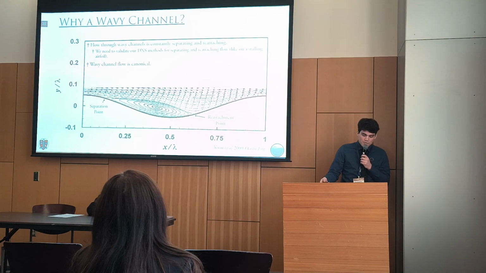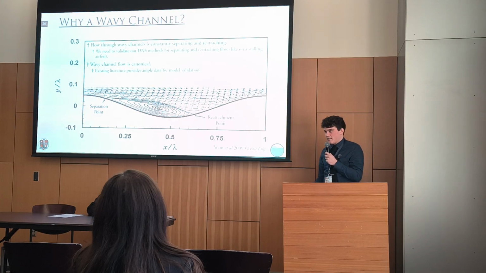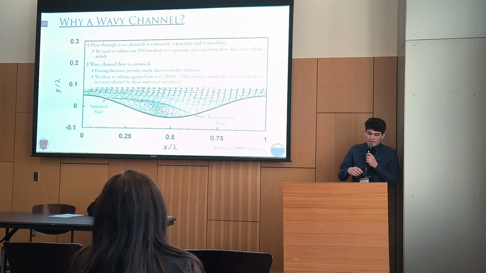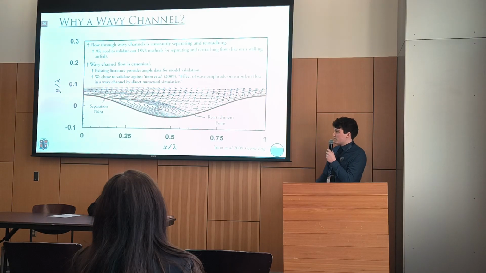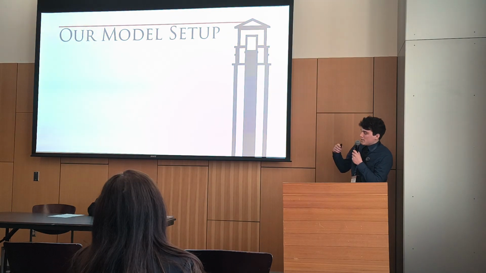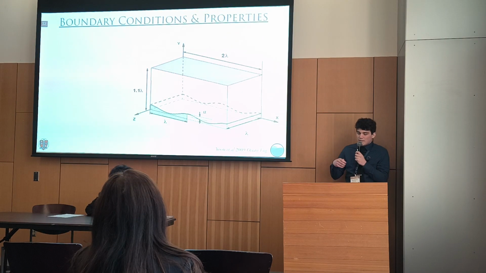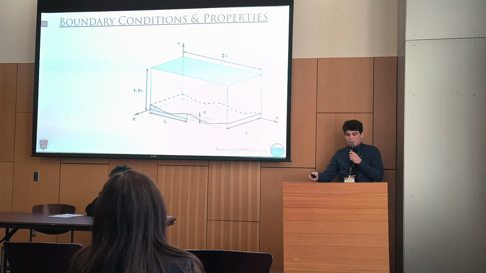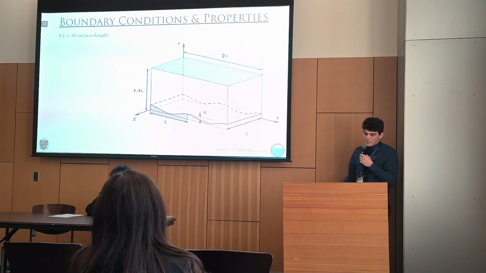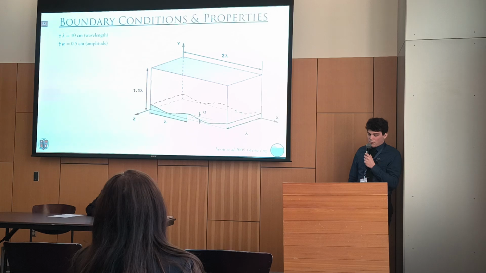The second reason we want to use a wavy wall is because it's canonical. There's a lot of data out there we can validate against, and we decided to do it against Yuan et al., their paper in 2009. So let's look at our model setup. This is our model. Those are the geometry. Lambda is going to be our wavelength, 10 centimeters. Alpha is our amplitude of 0.5 centimeters.